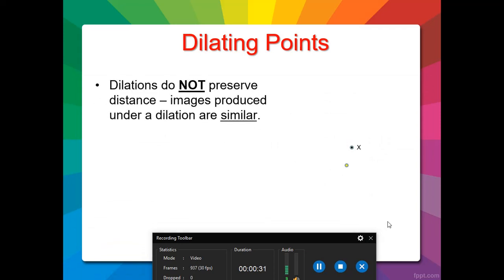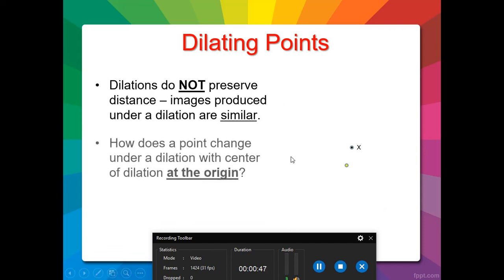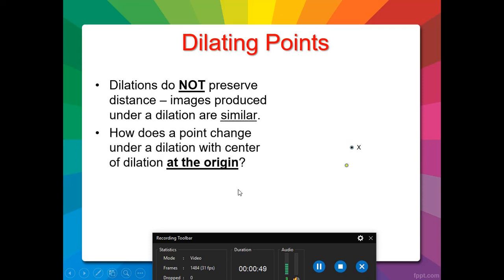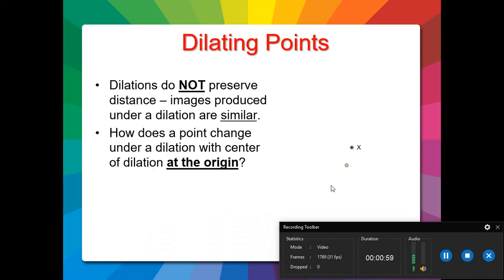So just to start, let's review a dilation. We know when we dilate a point or figure, we are not preserving distance. The image that you produce is going to be similar. So I know it'll be the same shape, but it will be a different size. So instead of dilating a full figure, what if we just dilate a point with the center of dilation at the origin? Now, when we dilated a figure with the center at the origin, we were able to use a multiplication rule.